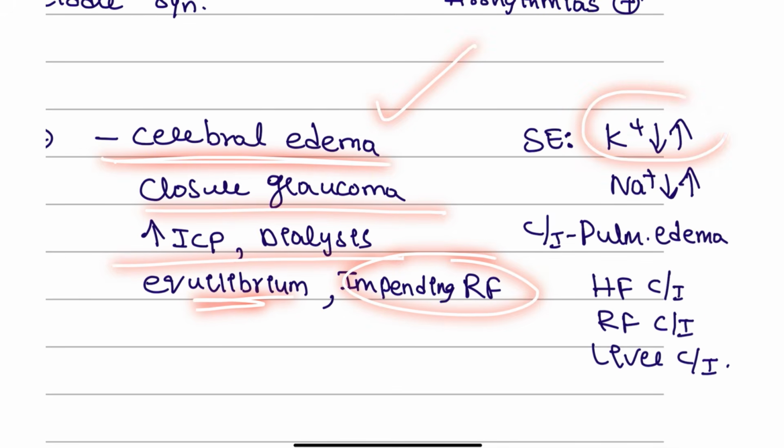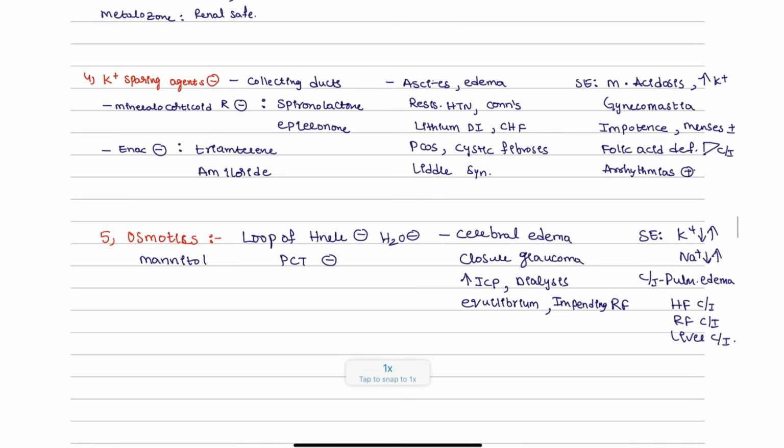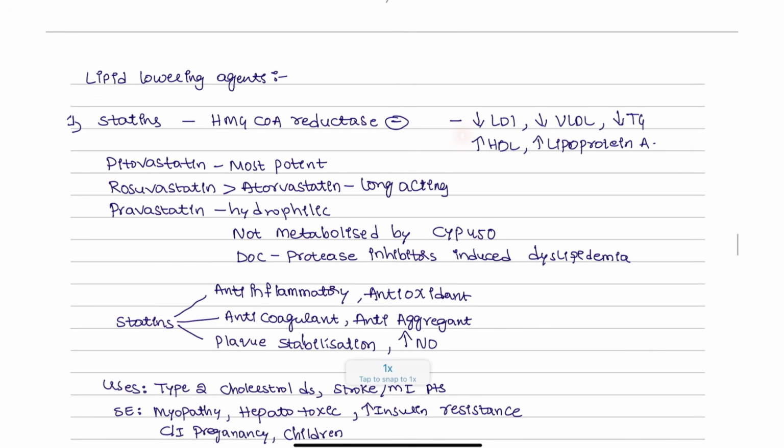What are the side effects? Potassium will be decreased or increased, sodium will be increased or decreased, depending on the cerebral and the renal uses. Contraindications: pulmonary edema, heart failure, renal failure, liver disease. We should not give any of these osmotic drugs. So these are the diuretics classification.